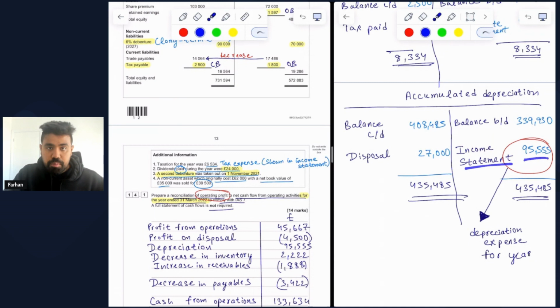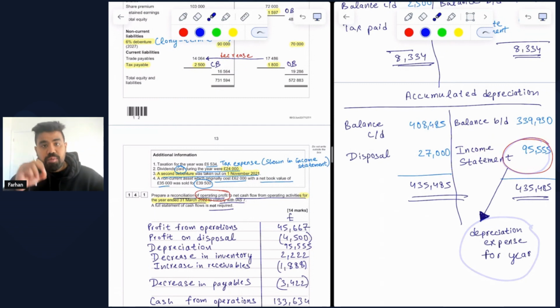In the income statement, we always show the depreciation expense that we have incurred for the year. And in the balance sheet, we show the accumulated depreciation, the total depreciation since the beginning of the usage for the assets that were purchased. So as you can see, this amount, 95,555, I've mentioned here, relates to depreciation expense for the year.